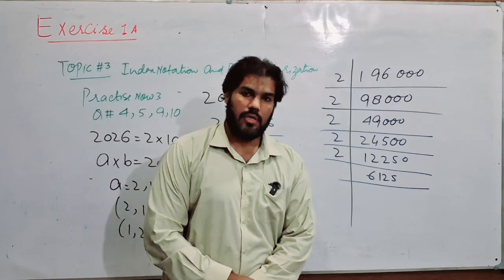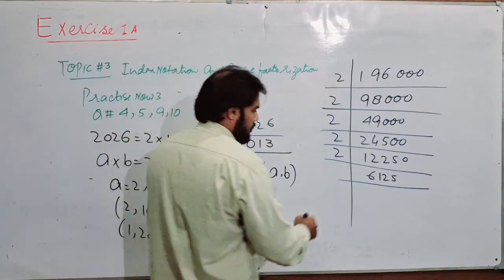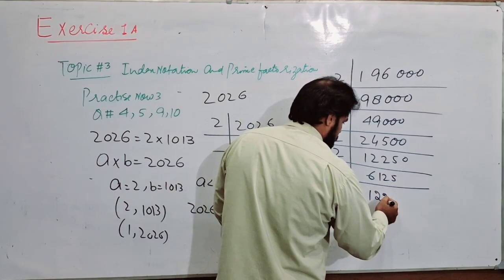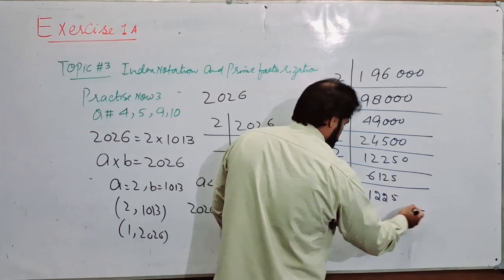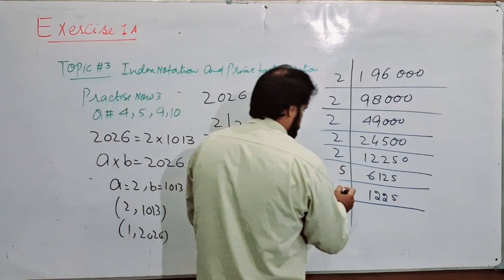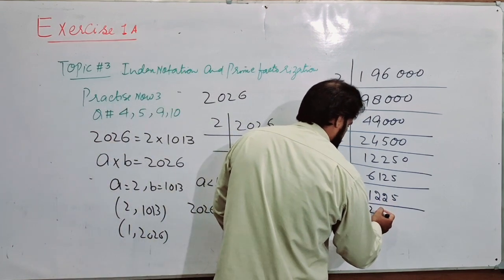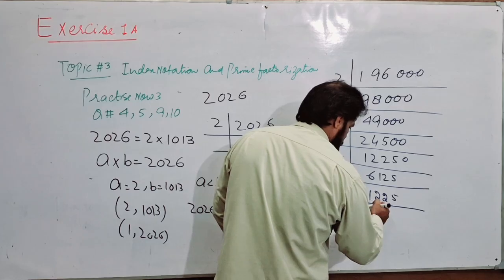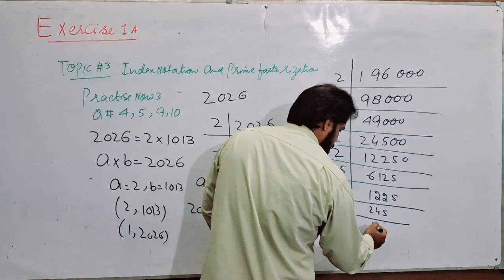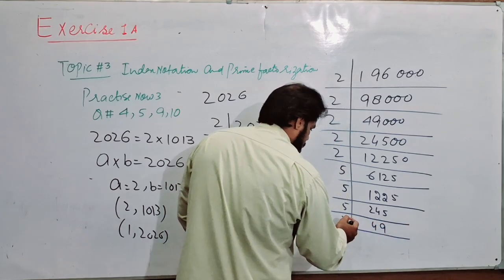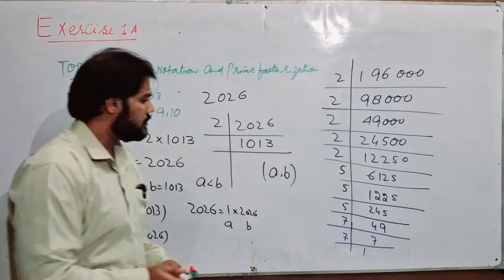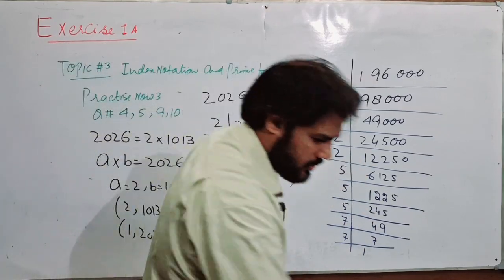The last digit is 5. Now it is divisible by 5 only. 5 1s are 5, 5 2s are 10, 5 2s are 10, remaining is 2, 5 5s are 25. The last digit is again 5, so again it is divisible by 5. 5 2s are 10, 5 4s are 20, 5 5s are 25. Now it is divisible by 7, 7 7s are 49, 7 1s are 7. So this is the complete prime factorization of this number.